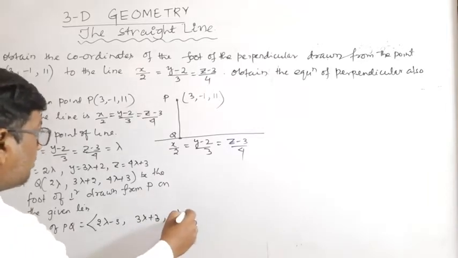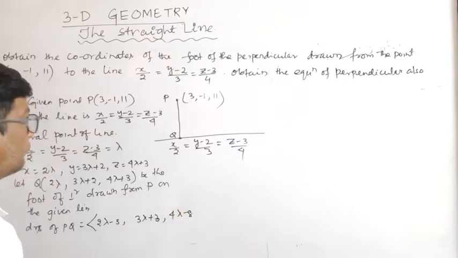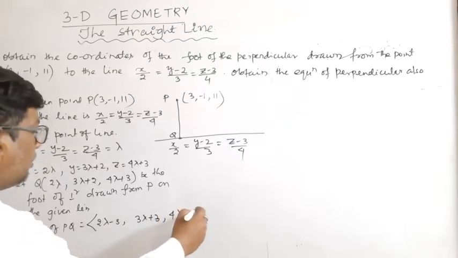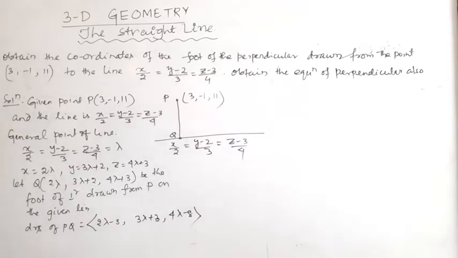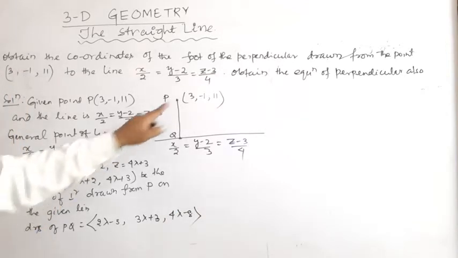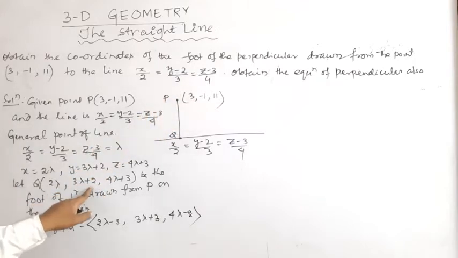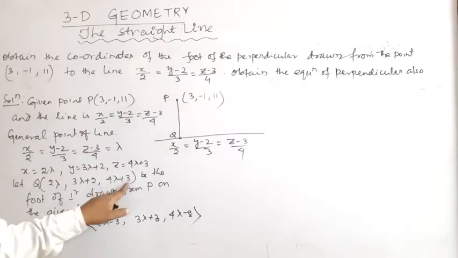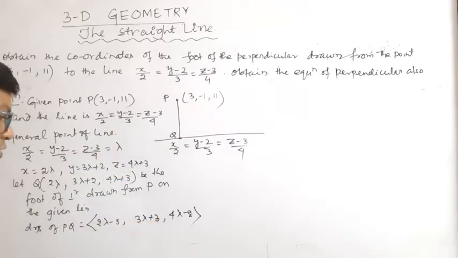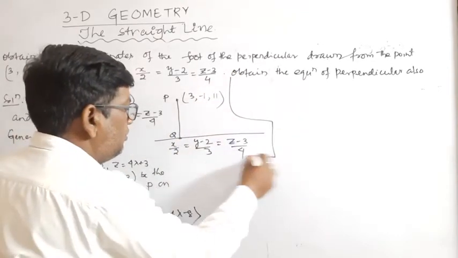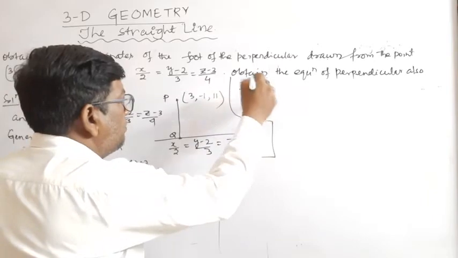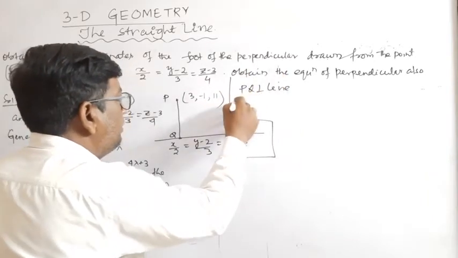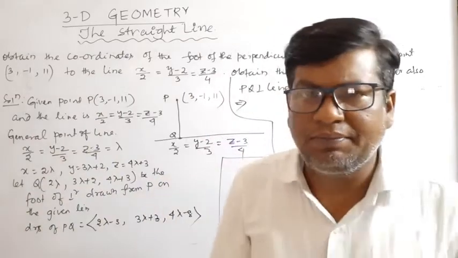So 4 lambda - 8. This is x2 minus x1: 2 lambda - 3, and 3 lambda + 2 + 1, so 3 lambda + 3, and 4 lambda + 3 - 11, so 4 lambda - 8. Since PQ is perpendicular to the given line, apply the condition for perpendicularity.